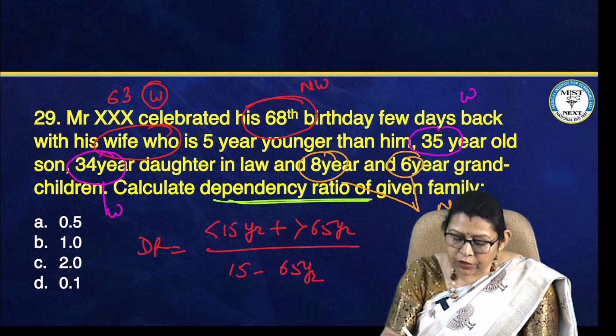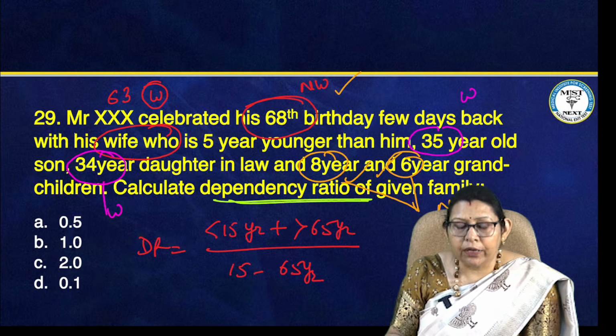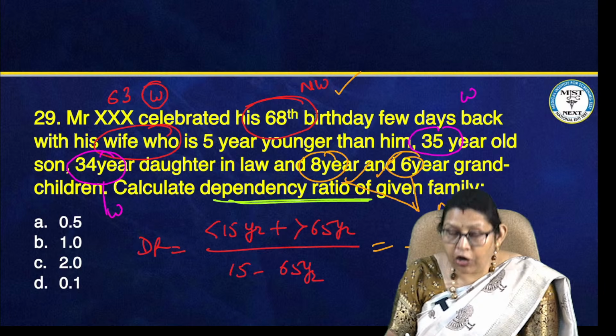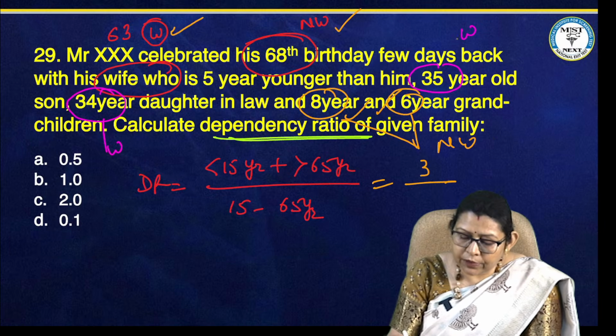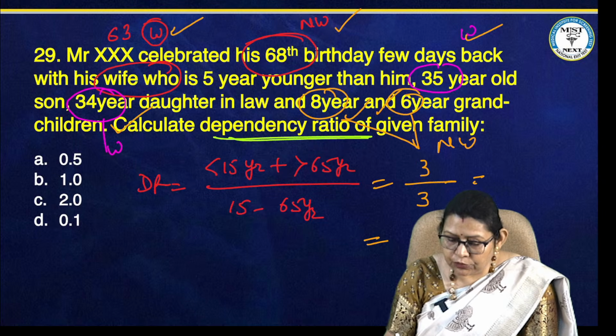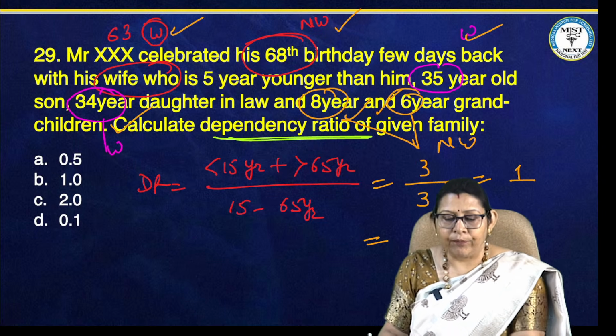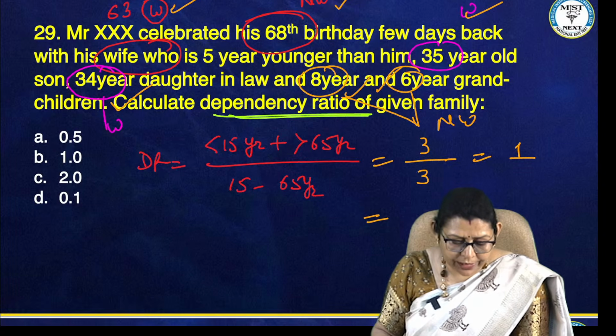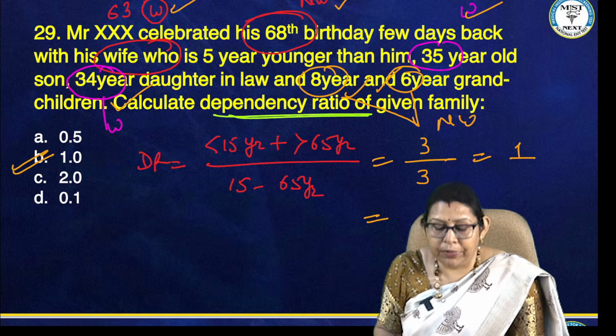So how many are the non-working? 1, 2 and 3. So 3 are the non-working. How many are the working? That is 1, 2 and 3 is working. So what is the dependency ratio? 3 by 3, that is 1. So yes, you all are answering quite correct. The 1 is your dependency ratio.